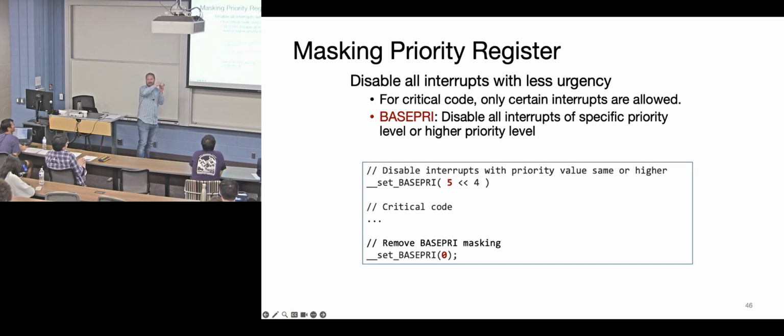They will be disabled not by going to the registers and disabling them, but just by saying to the NVIC, do not pay attention to any interrupt with a base priority larger than this value.